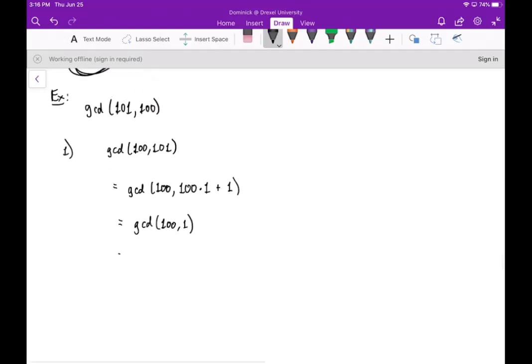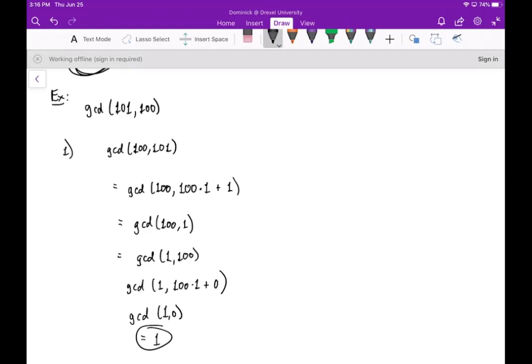And now we switch our 1 and our 100 again. How many times does 1 go into 100? At this point, you can probably see what the answer is going to be. But we have 1 and then 100 times 1 plus 0. So we get the GCD of 1 and 0, and this, of course, is just going to be 1. So that's our GCD of 101 and 100.